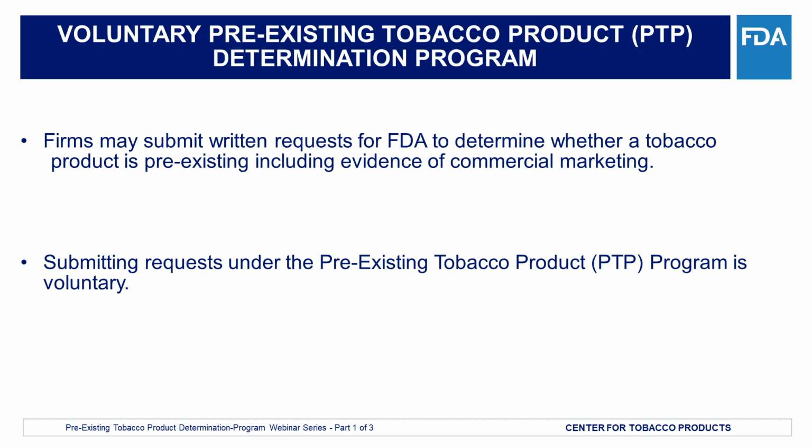In Part 2 of this webinar series, we will outline how to prepare and submit a voluntary submission for CTP to determine whether your tobacco product is pre-existing. In Part 3 of this webinar series, we will outline how the agency reviews pre-existing submissions.